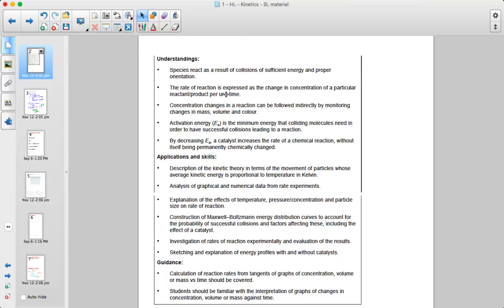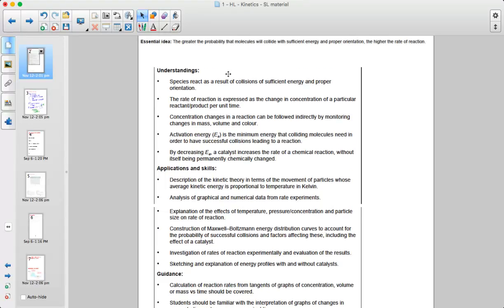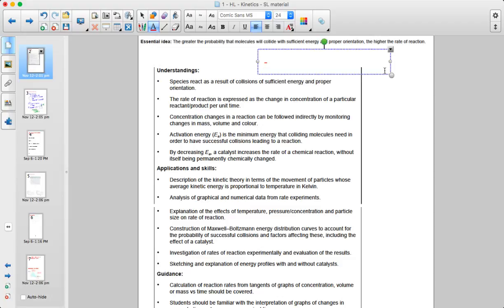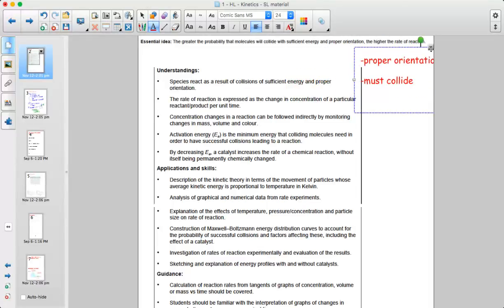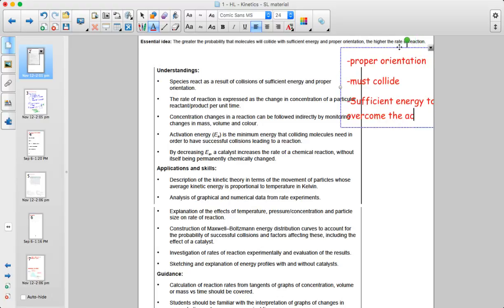as possible. Species react as a result of collisions of sufficient energy and proper orientation. That right there is more or less the collision theory in a very concise form. So collision theory states that in order to react, reactant particles must have the proper orientation. They must collide. Obviously, that's the first part. So they must collide, and they must collide with the proper orientation. And they need to have sufficient energy. And the sufficient energy is that they need to have sufficient energy to overcome the activation energy.